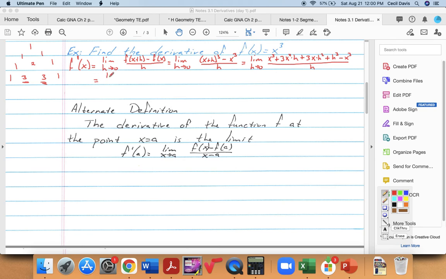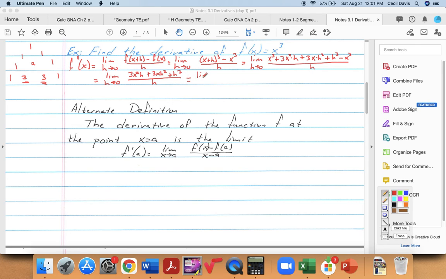So that'll be equal to the limit as h goes to 0. Notice in the numerator I have a positive x cubed and a negative x cubed, so those drop out. So I've got 3x squared h plus 3xh squared plus h cubed all over h. Notice every term in the numerator has h as a factor, so I can go ahead and perform the division that's implied in that fraction.